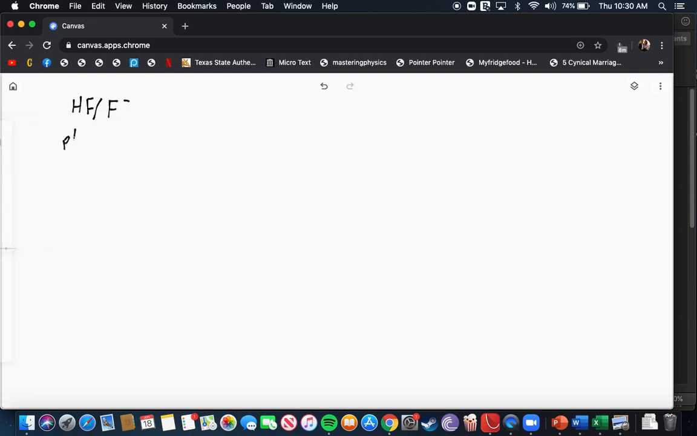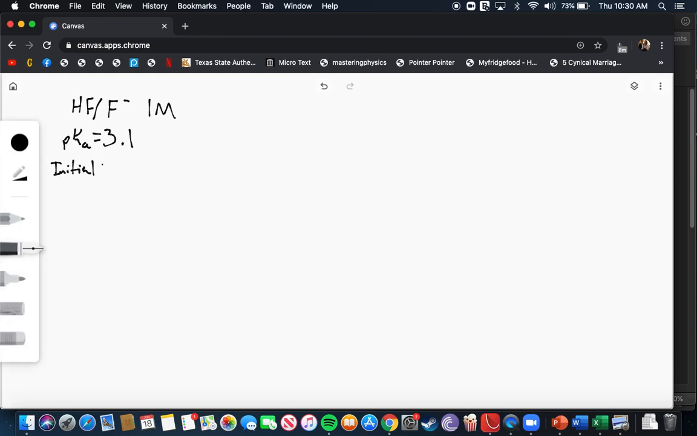The pKa of hydrofluoric acid is 3.1. The buffer is going to be 1 molar. The initial volume of our solution is 10 milliliters. And the concentration of our titrant is 1.3 molar.